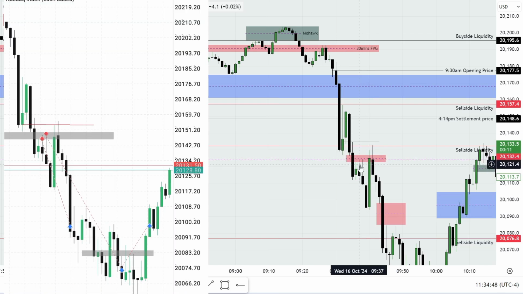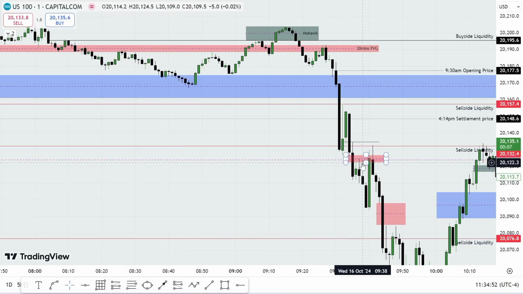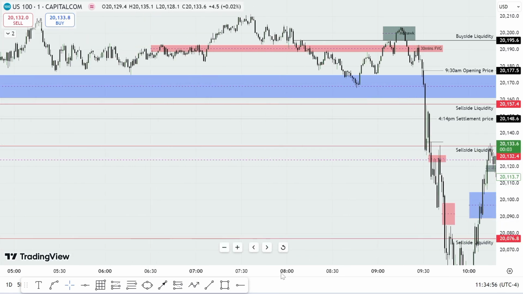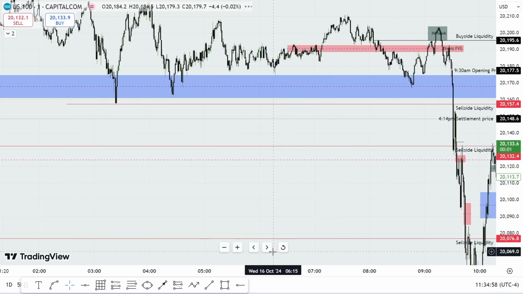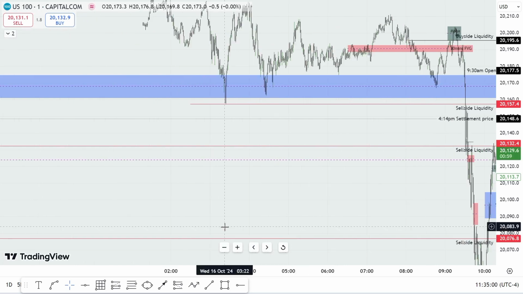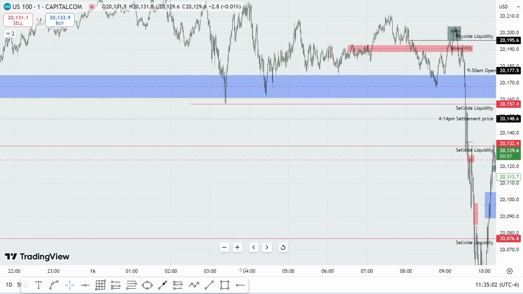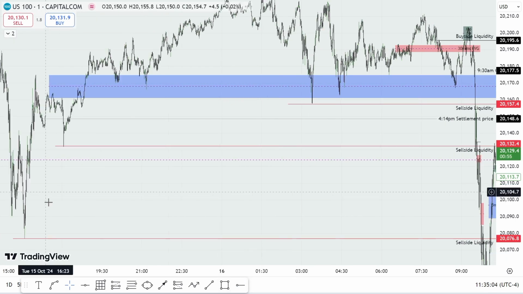So my entry was just around this candlestick here, the first entry, and the second entry was just right here, targeting the sell side liquidity. And I did not take in my full position. I did not risk everything today. Like, I did a very little percentage today. So sell side liquidity just right here.